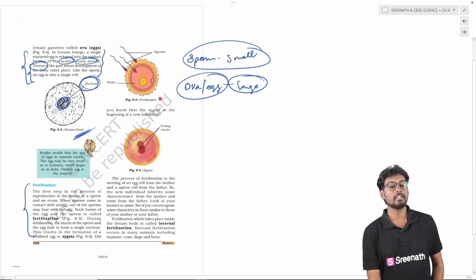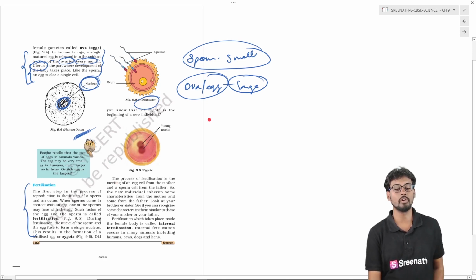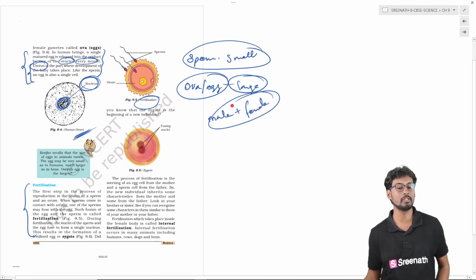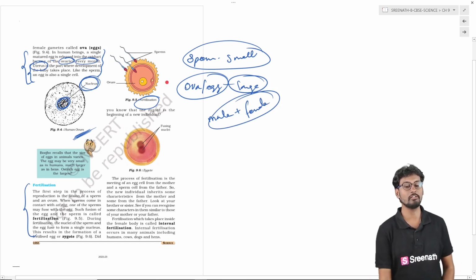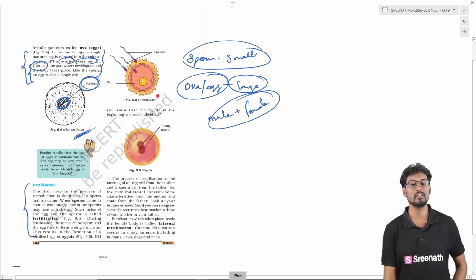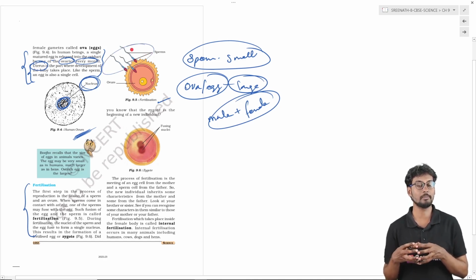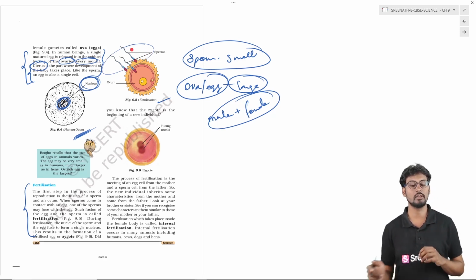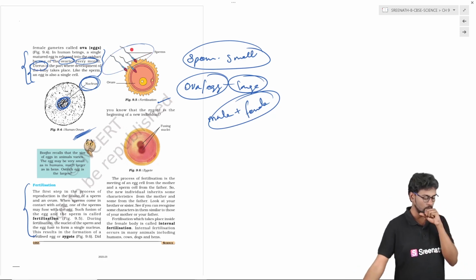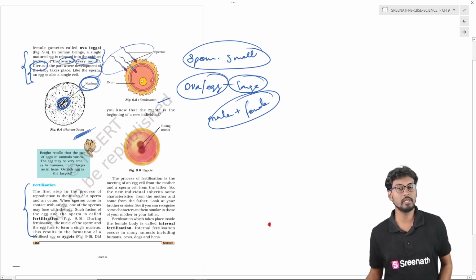Coming to fertilization, it is a process where there is a fusion of the male gamete, that is the sperm, with the female one. The male and female gametes are fused together to form the zygote. As we see in the diagram, the sperm is crossing the walls, and the first step in the process of sexual reproduction is fertilization.